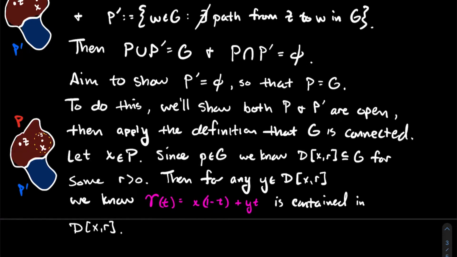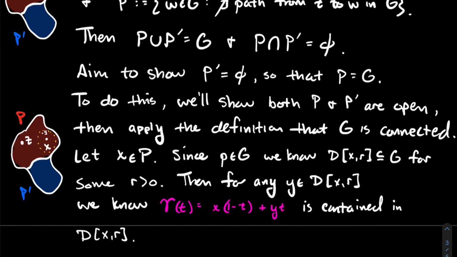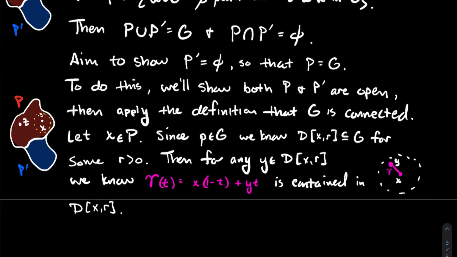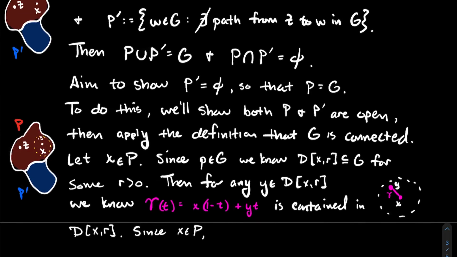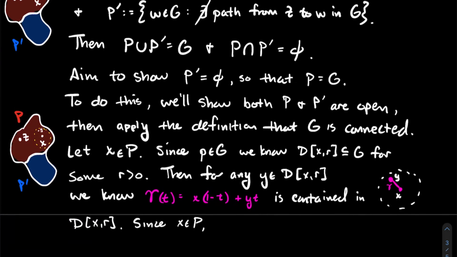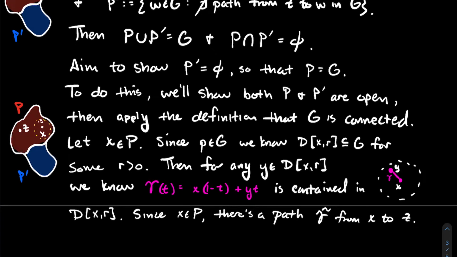And the way I'll write that path down is with this gamma here: x times 1 minus t plus y times t. And I know that that straight line from x to y should be contained inside the disk there. Okay, and I've drawn you a little picture over to the side just to try to convince you that, yes, that line segment is contained inside the disk. Okay, so x is an element of P. And what is P again? Capital P is, well, x is a point that connects to Z somehow by a path. And so I should be able to obtain a path, I'll call it gamma tilde, from x to z.